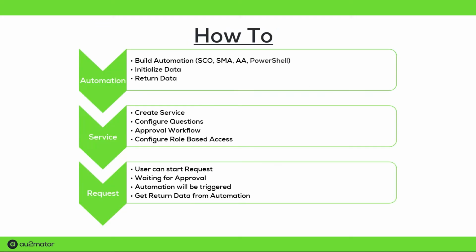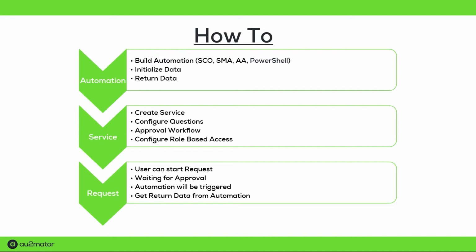So how au2mator works. First of all, you need to build your automation, so write your PowerShell script or write your runbooks in Orchestrator, SMA or Azure Automation. Put in some initialized data to pass some values from au2mator to the automation. Then the automation runs and you get the response back: good, bad, or any additional information.